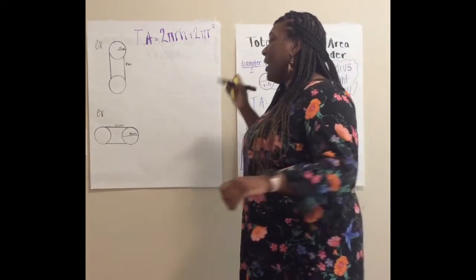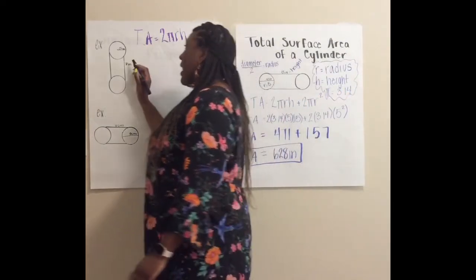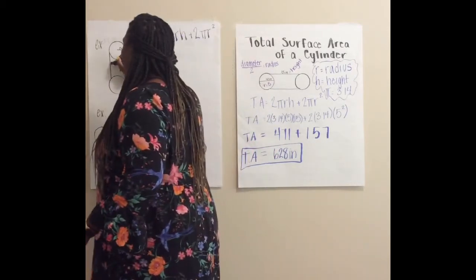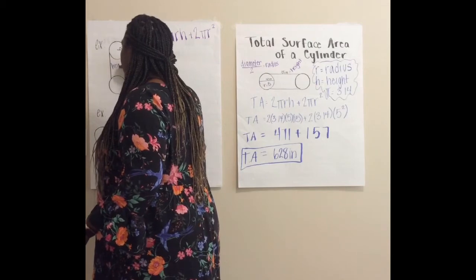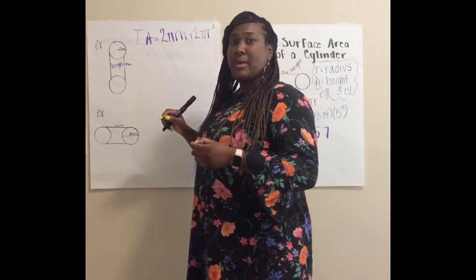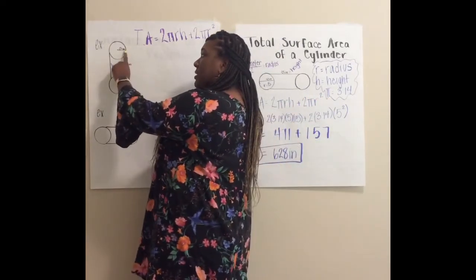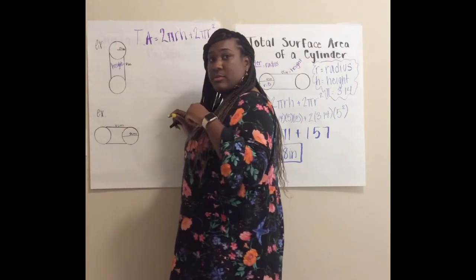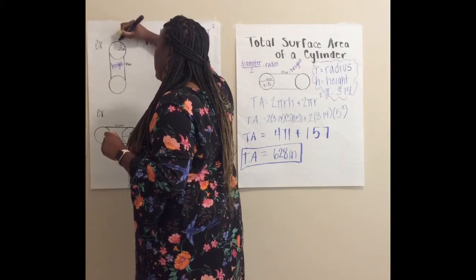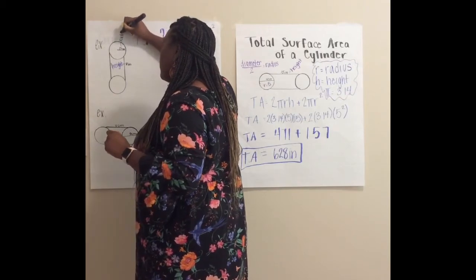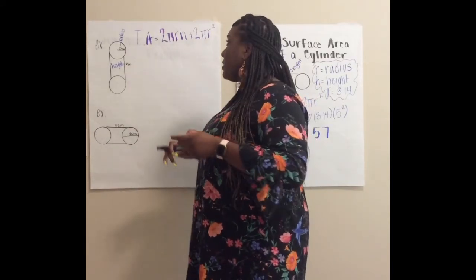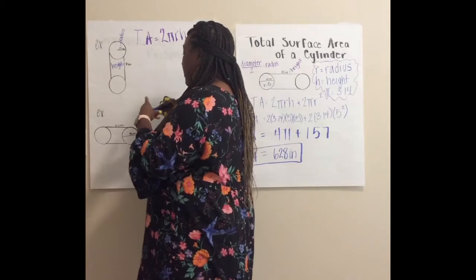Next, I need to label what they gave me. This 8 is my what? My height. And this 5 is my what? If you notice, does this line go from end to end on your circle? No. So therefore, this 5 is my radius. Okay, so we have our information. Let's get to plugging it in.